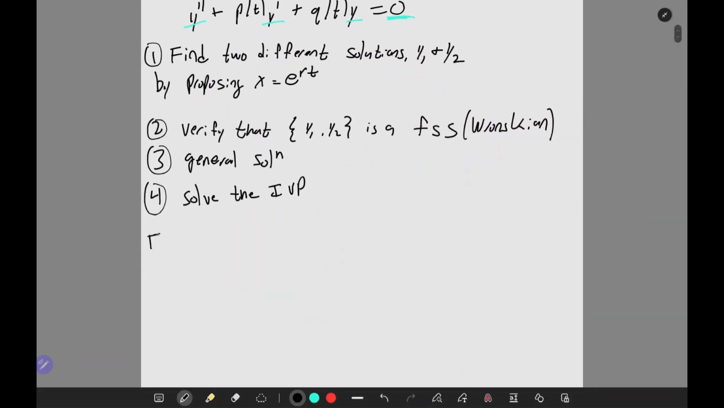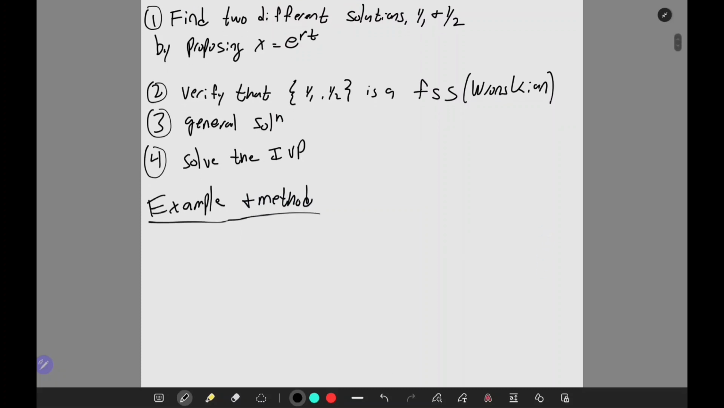Our first example, I'm going to do a full example, and then I'm going to start small and work our way up through easier examples where it already gives us y1 and y2, and we just have to determine if it's a fundamental set of solutions. All we have to do is take the Wronskian. But I'll show you how this all goes. So I'll do an example and full method.